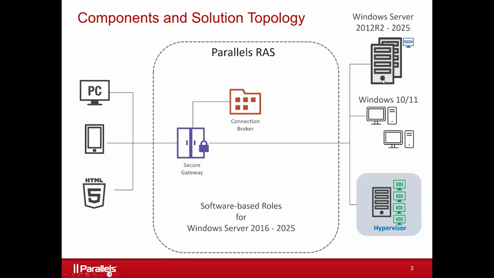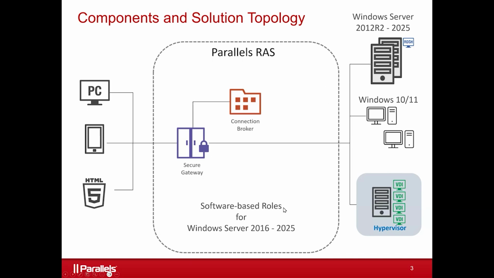Those machines that they're connecting to could be anything from Windows Server 2012 R2 and up, Windows 10 and 11 machines, and as I mentioned before, they could be virtual machines or physical machines, single session or multi-session, it doesn't really matter. Somewhere in between these two things, in between the users and the device they're actually connecting on and the apps and desktops they're trying to get to, is where you put RAS.